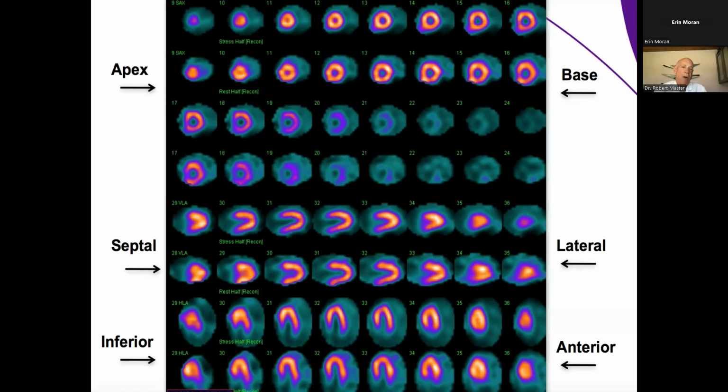The next segment would be right here, and then this is rest versus exercise. This is the sagittal view, and you're looking at rest and exercise, going from inferior to anterior, from the bottom of the heart to the top of the heart. You can see here, it looks like a bunch of Cheerios, and you can see where in the mitral valve plane, there's a defect, and that's normal.